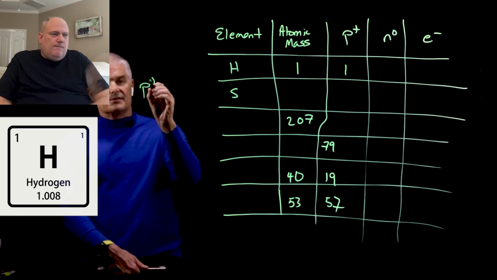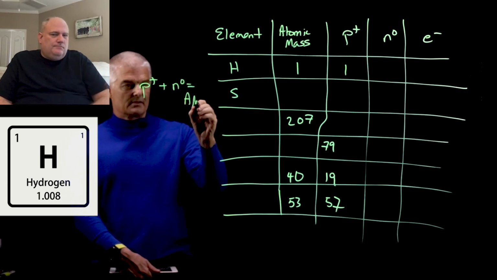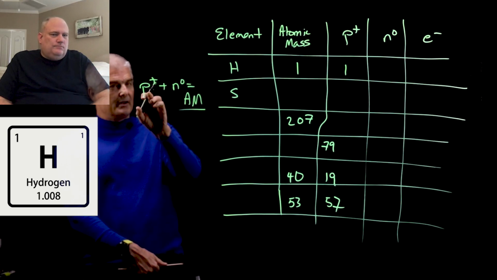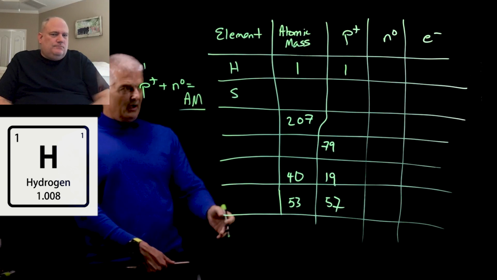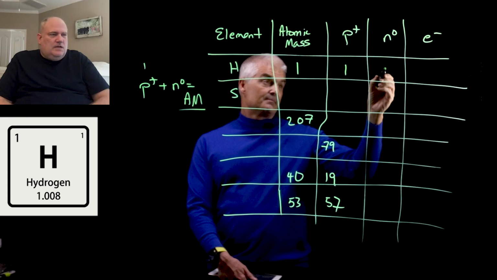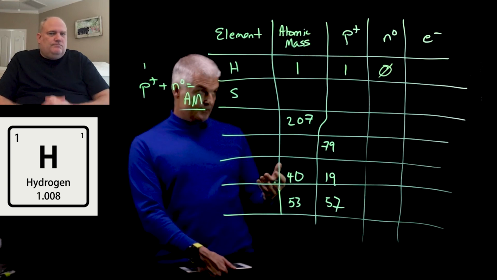Remember that the protons plus the neutrons is equal to the atomic mass. I'll call it the AM. And this is a little bit tricky because they have to add up. So 1 plus what equals 1. So how many neutrons do we have? We're trying to figure out. In this case, you'd have to have 0. Yeah, 0. So this is a little tricky one. It's the only atom that has no neutrons, as it turns out.